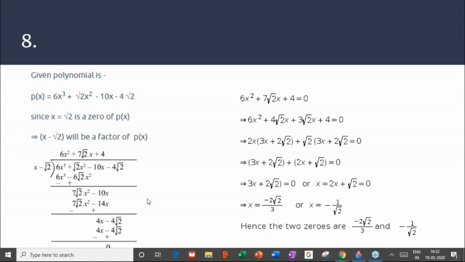Yes, you're right. Rishit, yes, yeah, you're right. Can you solve further for the roots? Shreya, yes, you're right. Soumya, you're right. Yes, you can.